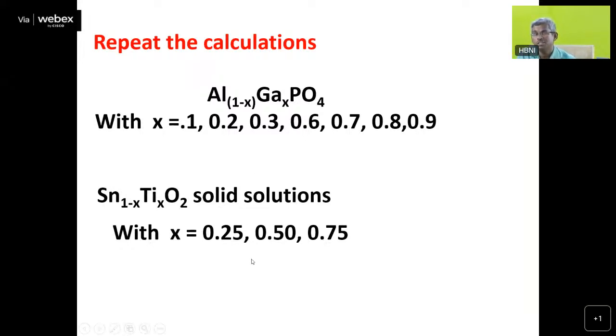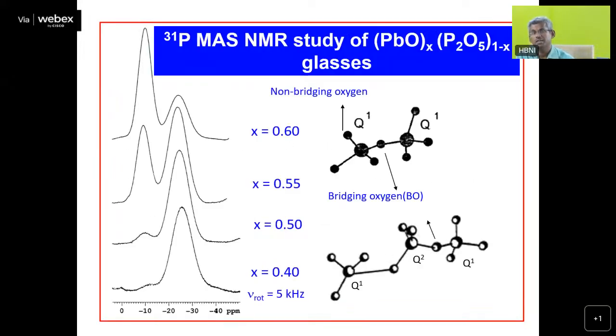Now I am giving you one more assignment, in which you get different structural units of tin, because tin is NMR active. Tin is a spin half nucleus. So how can you get different tin structural units from a solid solution of Sn1-xTixO2? I don't want all the compositions, I want only three: x equal to 0.25, x equal to 0.5, and x equal to 0.75. Just to give you some clue how to do the calculation, in the next few slides.